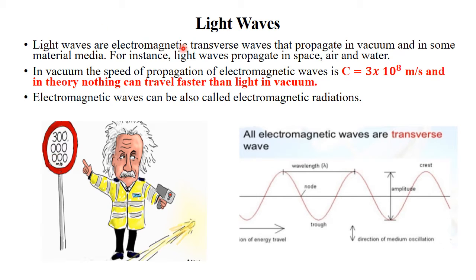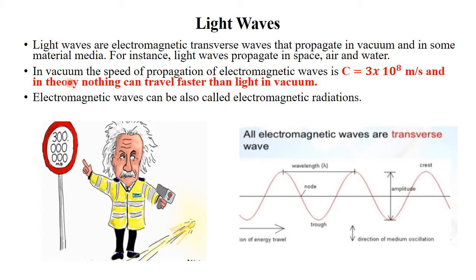Light waves are electromagnetic transverse waves. Look, it is a transverse wave. The particles are moving perpendicular to the direction of the wave that propagates in vacuum. This is a characteristic of electromagnetic waves. They can propagate in vacuum and in some material media. For example, light waves propagate in space, air, and water.